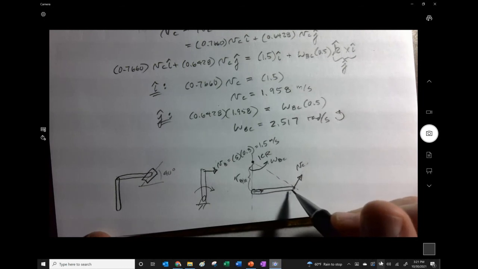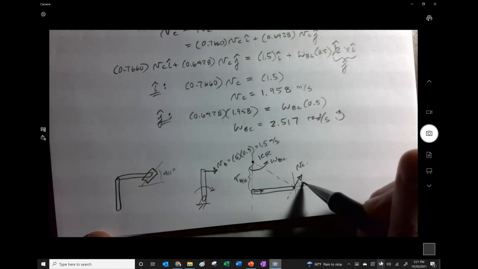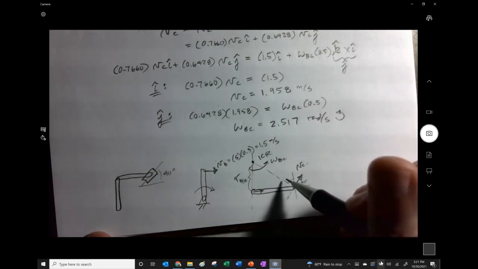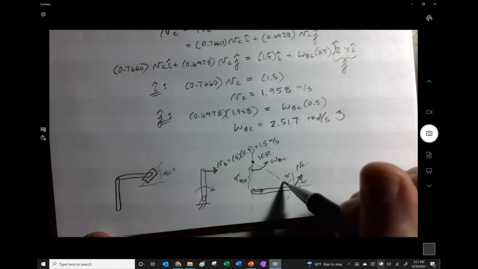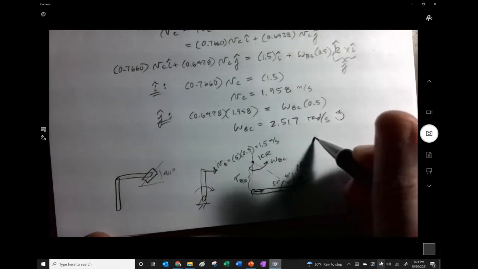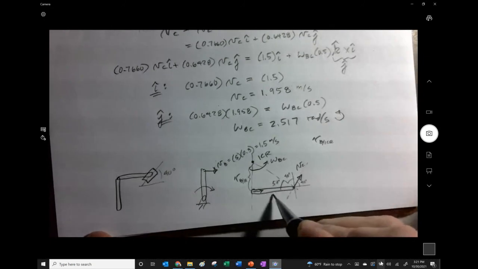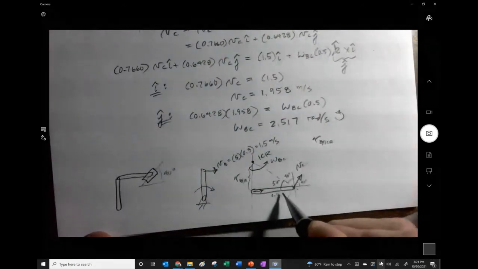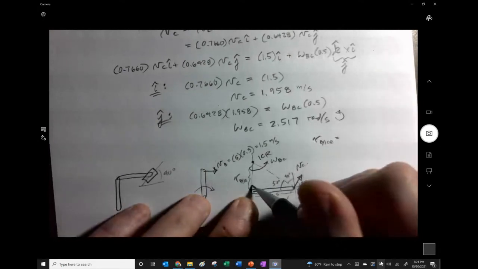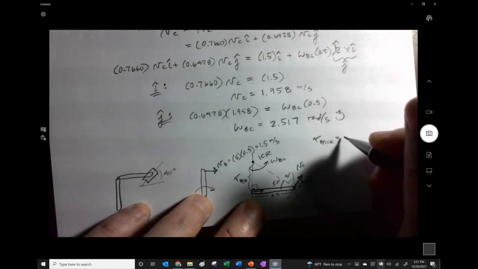Oh, got to be careful with our angles right here. This is 40 degrees right there. We know that. And so therefore, this is 40 degrees, making this 50 degrees. So our RB with respect to ICR, and we have this length of 0.5 right to there. So it's going to be equal to, and this is 90 degrees, so this is an easy one to do. We don't have to mess around with crazy triangles.